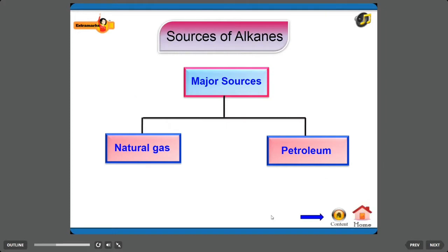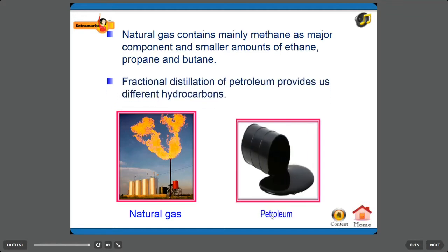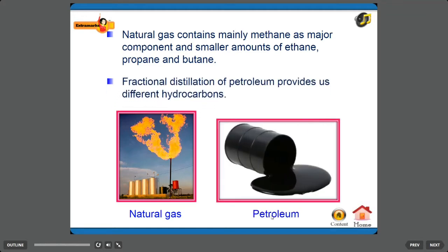Going forward, we will now study about the sources of alkanes. The major sources of alkanes are natural gas and petroleum. Natural gas contains mainly methane as major component and smaller amounts of ethane, propane, and butane. Fractional distillation of petroleum provides us different hydrocarbons.